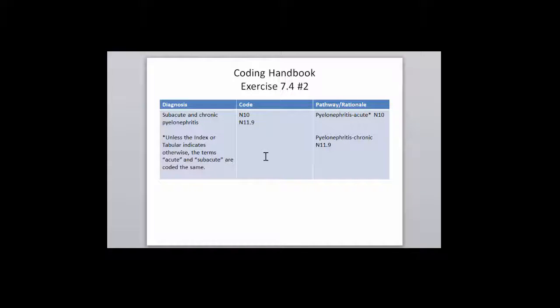The next diagnosis is subacute and chronic pyelonephritis. And I have a little note here to remind you that unless the index or the tabular indicates otherwise, the terms acute and subacute are coded the same. Our pathway, we're going to find the main term of pyelonephritis, acute, and pyelonephritis chronic.